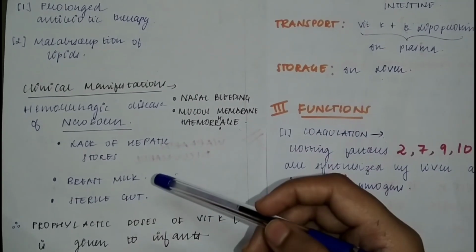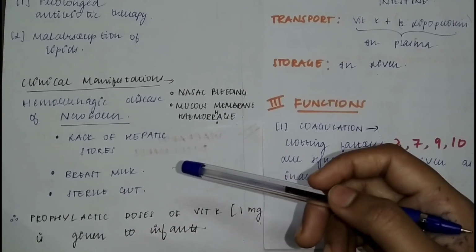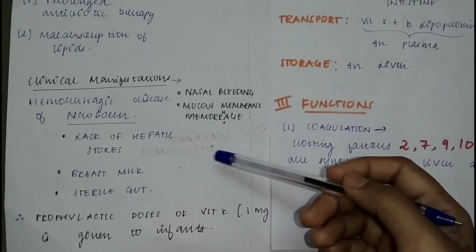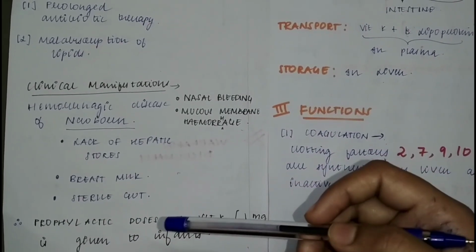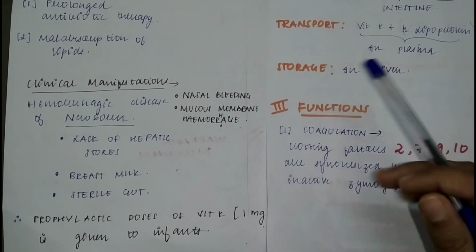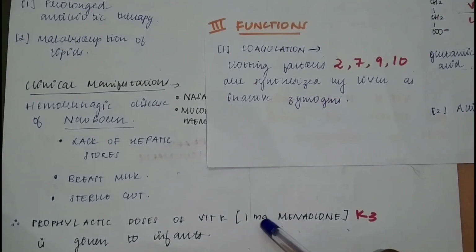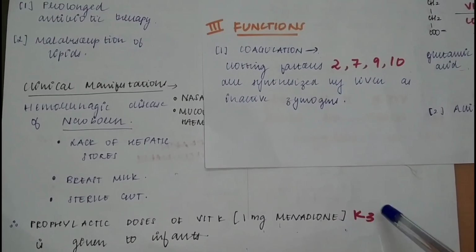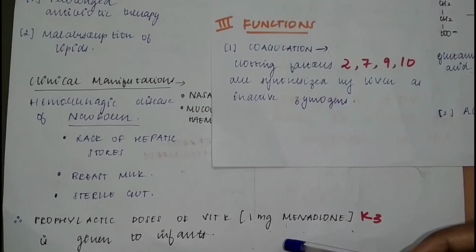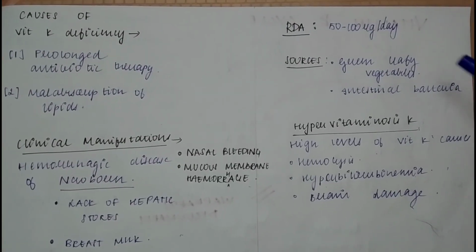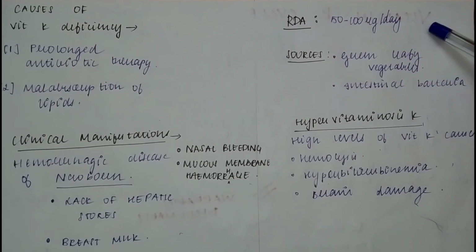Second reason is breast milk. Newborns are mainly dependent on breast milk, which is not a source of vitamin K. Third reason is sterile gut. Newborns have sterile gut, which is devoid of intestinal bacteria. This is the reason why 1 milligram of menadione, that is K3 form of vitamin K, is given as prophylactic doses to infants. Recommended daily allowance of vitamin K is 50 to 100 micrograms per day.